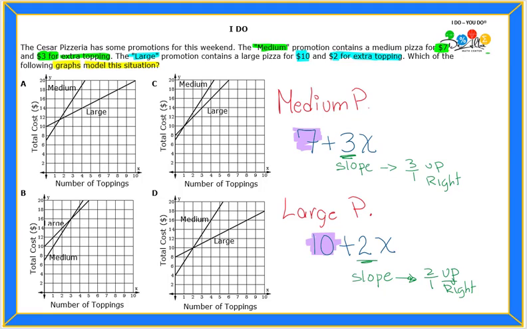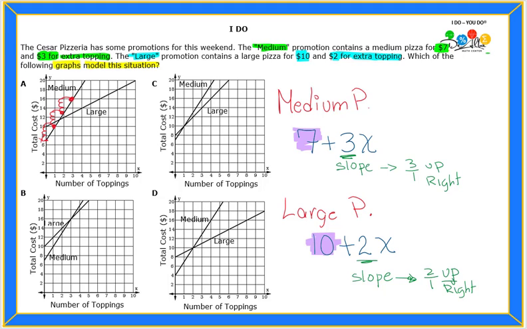So let's look at letter A. I need to find my y-intercept of 7, which is right there because it's between 6 and 8. That's 7. And I'm going to go 3 up and 1 to the right. So notice how every box, every interval, is counting by 2. You have to be careful with that. So this is going to be 1, this will be 2 and 3. So it's going to be 3 up and then 1 to the right. So we're good. So that looks fine for the medium. Is that right? Okay. What about the large?